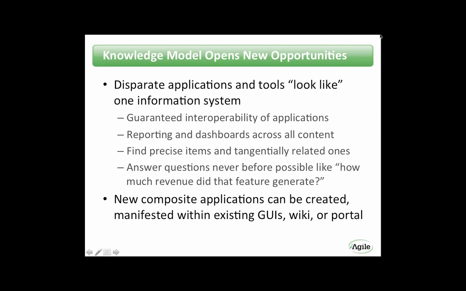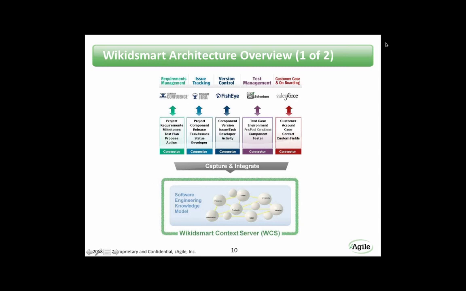And these new composite applications can be created. So, we're talking here about requirements management. We also have test case management and automation that's also manifested within the Confluence Wiki. You can create your own help desk if you want within the Confluence Wiki. You can create whatever other software engineering applications driven by this knowledge model. So very powerful and customizable capabilities.